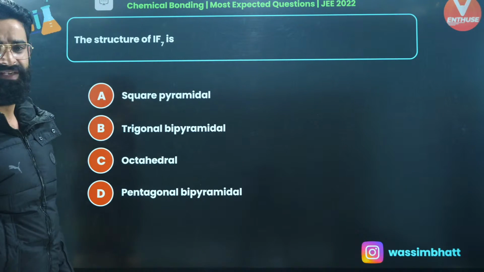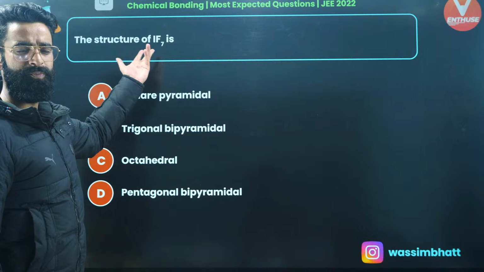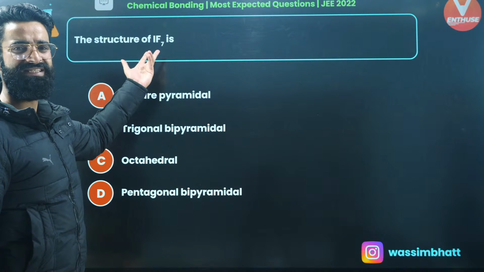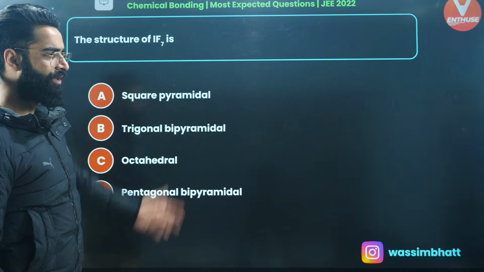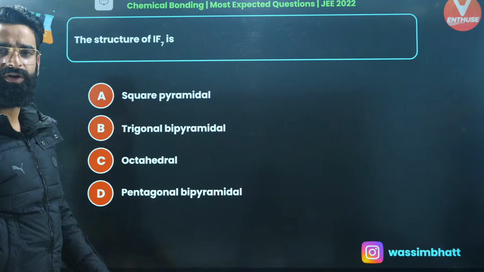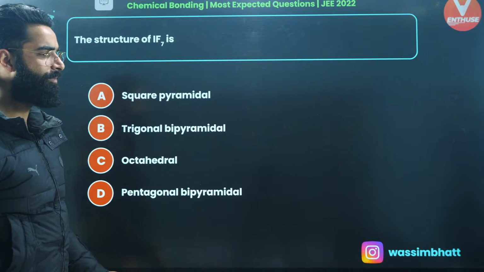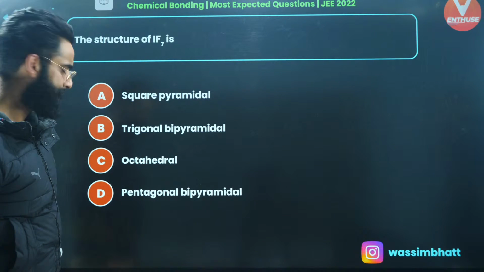The structure of IF7, 7 sigma bonds, 0 lone pairs. 7 plus 0, steric number is 7, sp3d3, pentagonal bipyramidal, right? Pentagonal bipyramidal, IF7, a very common example.